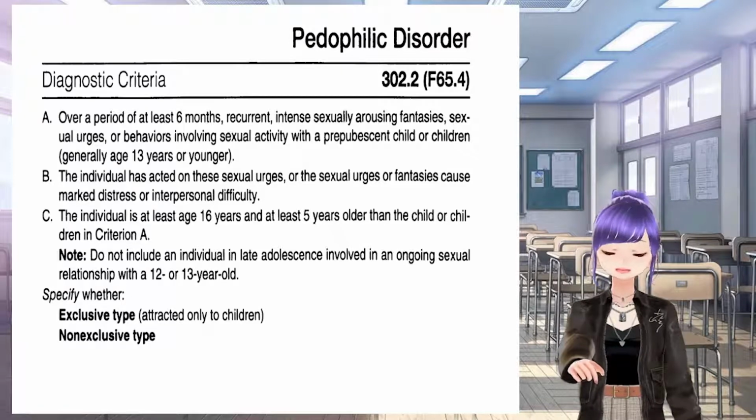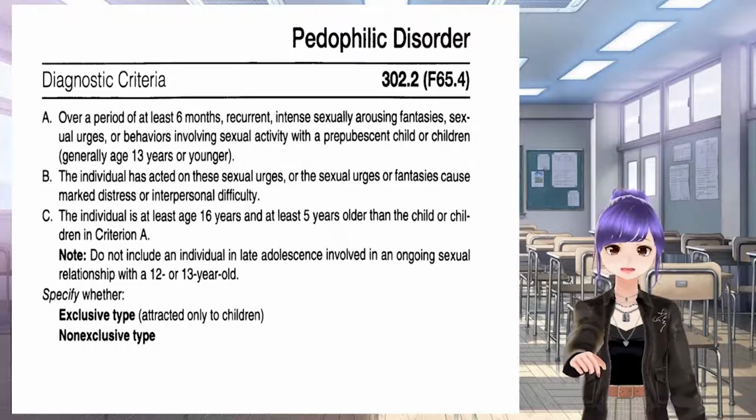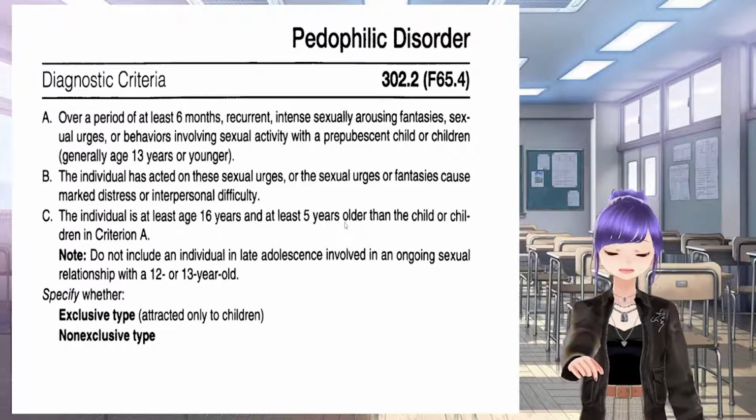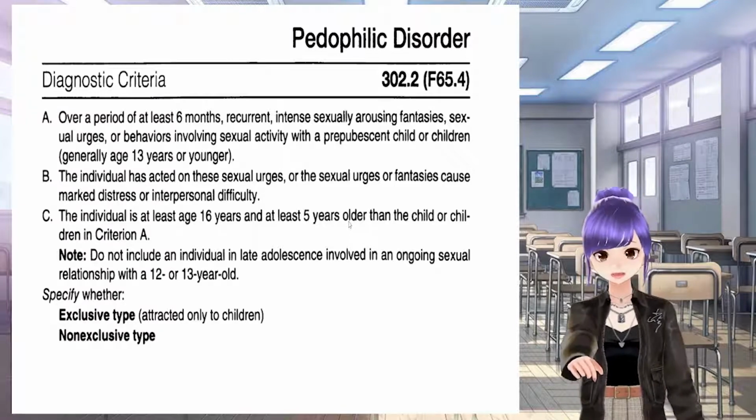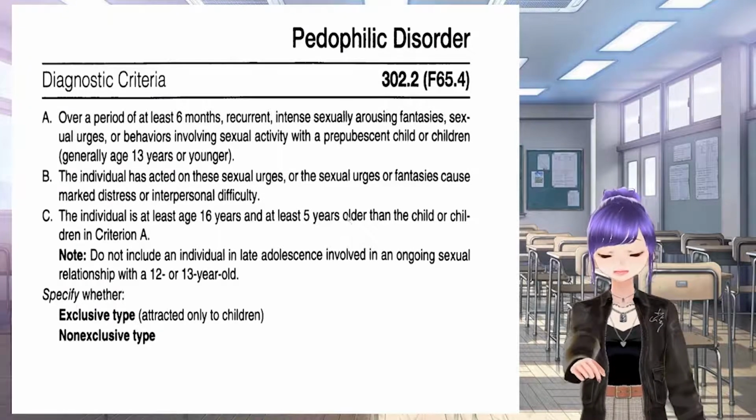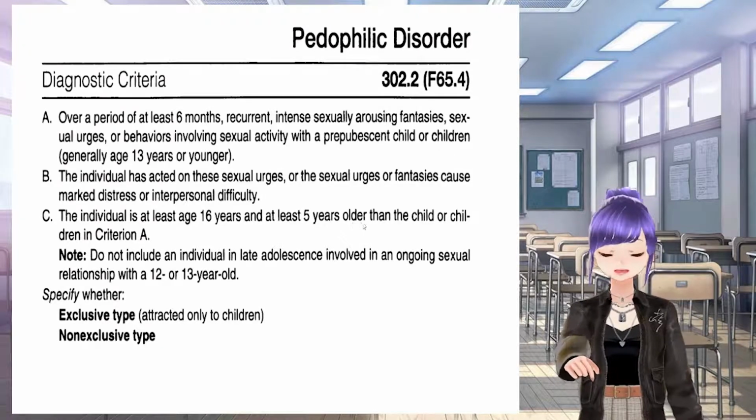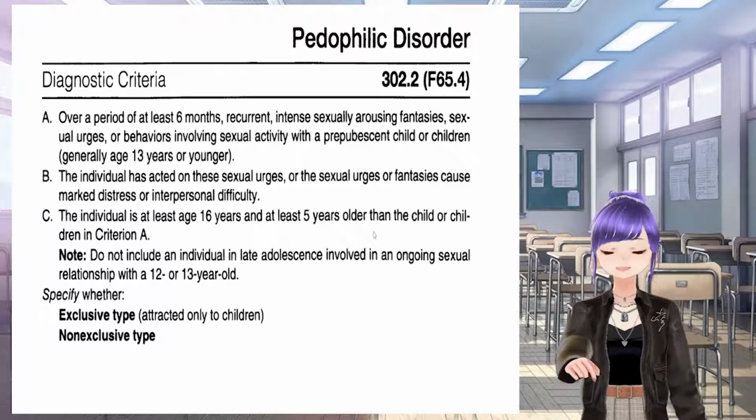and the individual is at least 16 years of age and at least 5 years older than a child or children in criterion A. So note, do not include an individual in late adolescence involved in an ongoing sexual relationship with a 12 or 13-year-old. There is a specifier, which is the exclusive type, where they are attracted only to children, and the non-exclusive type.